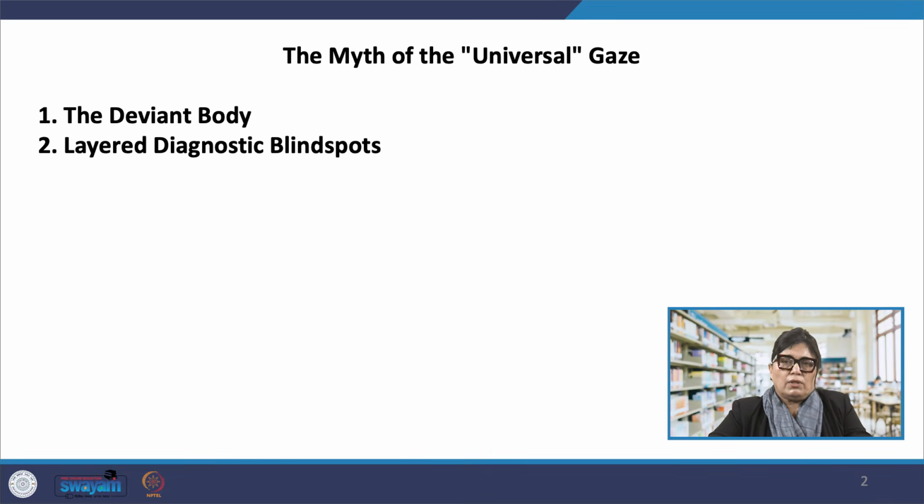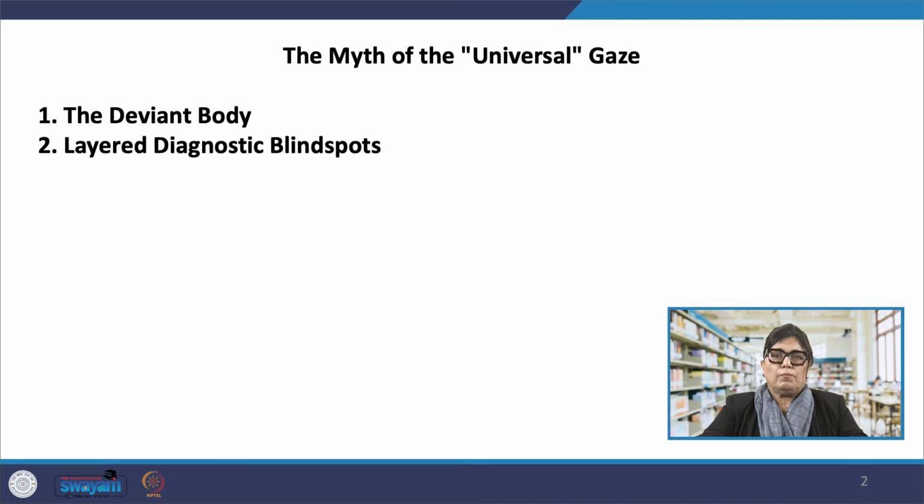The deviant body: anyone who deviates from this unstated standard is not just viewed as biologically distinct, but often as pathological or atypical. Layered diagnostic blind spots: because medical benchmarks were historically built on white male anatomy, the clinical gaze routinely misinterprets, misses, or completely misdiagnoses symptoms in women and people of color.